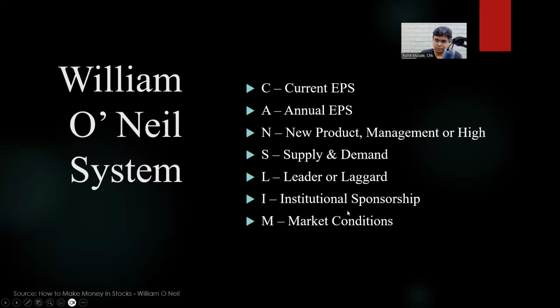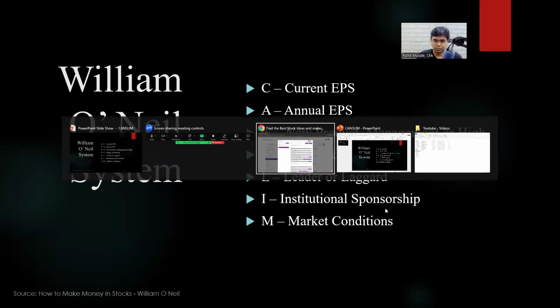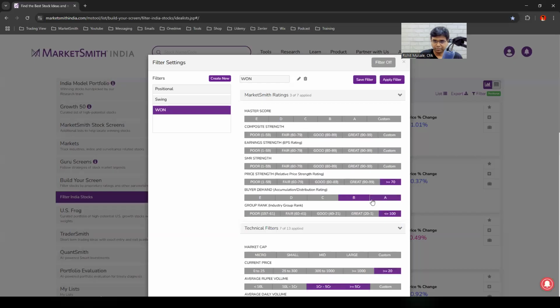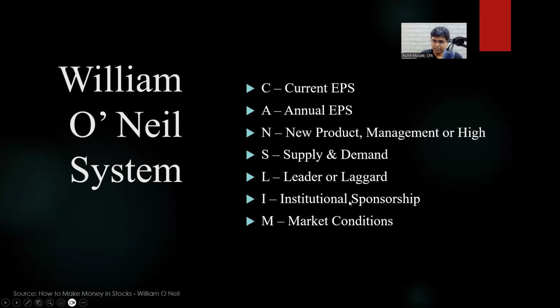Even institutional sponsorship is covered because we look at buyer demand, accumulation, distribution rating. So we want a stock that has got institutional support. So this is A and B, the buyer demand, accumulation, distribution rating. So even that base is covered.